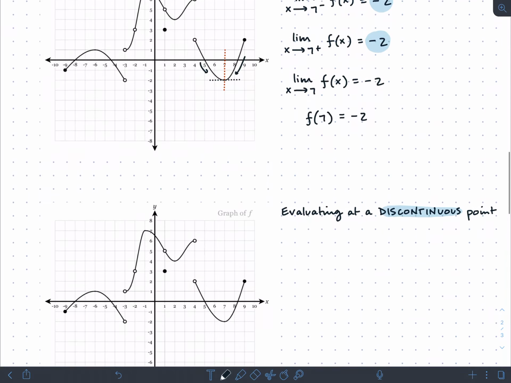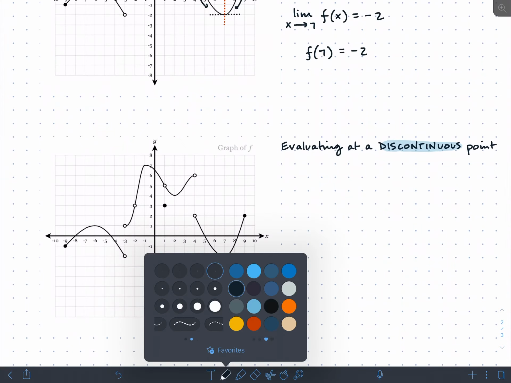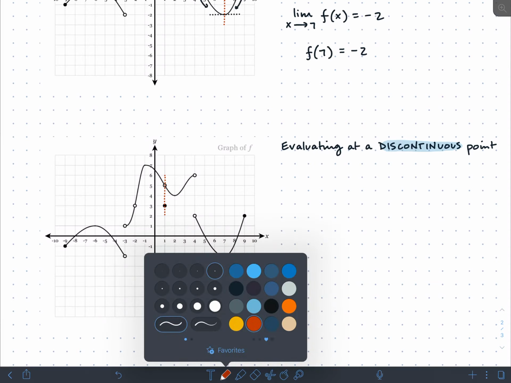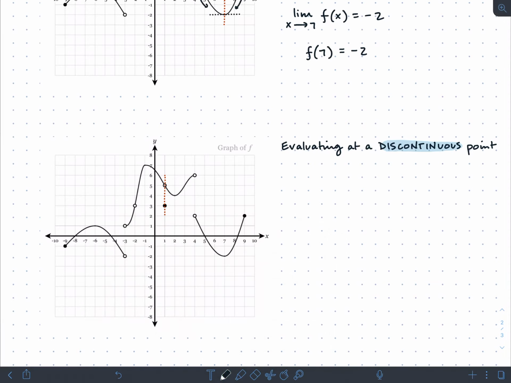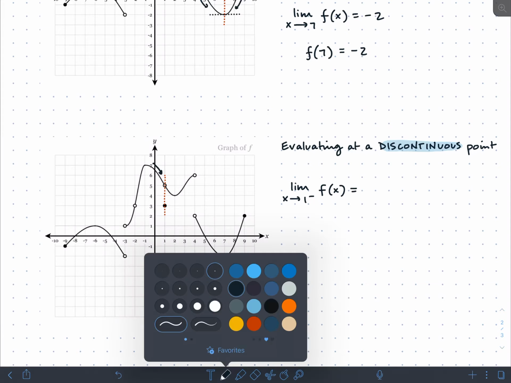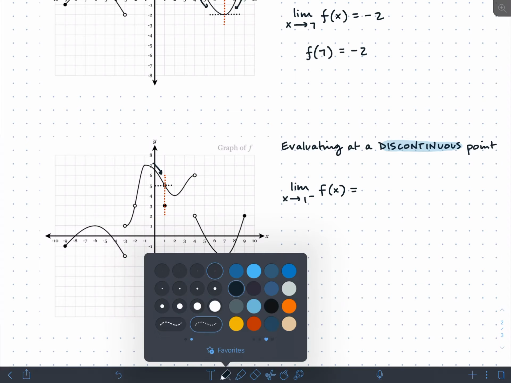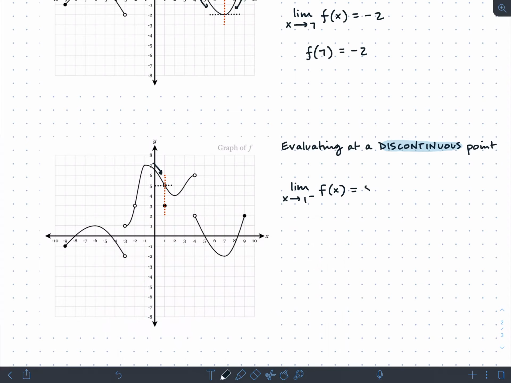Alright, let's look at a discontinuous point. And the discontinuous point that we are going to look at this time is when x equals 1. So let's start with our left-hand limit, our limit as x approaches 1 from the left. Alright, as we approach 1 from the left, it looks like the y value we're approaching is positive 5. So I can say that that is positive 5.